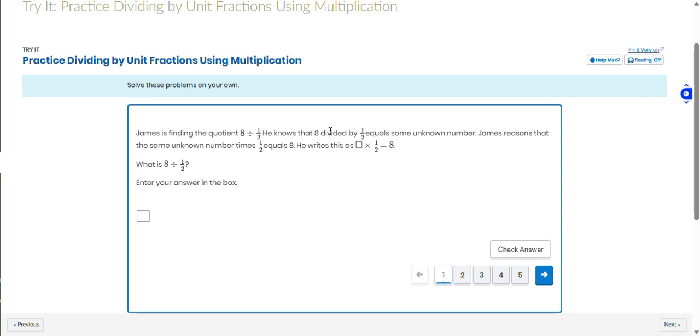James is finding the quotient of 8 divided by 1/2. He knows that 8 divided by 1/2 equals some unknown number. James reasons that the same unknown number times 1/2 equals 8. You write this X. Blank times 1/2 equals 8. What is 8 divided by 1/2?